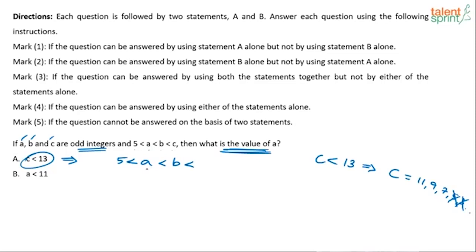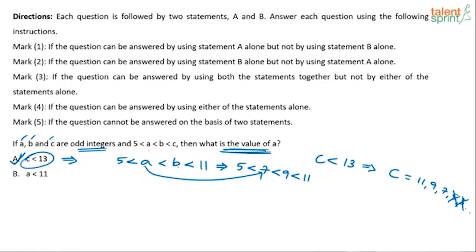But then there have to be two values between 5 and C. So there is no other way out. C has to be 11. C is less than 13 implies C has to be 11. In that case, the only way this inequality can be satisfied is 5 less than 7 less than 9 less than 11. Because A, B, C are odd, the only odd integers available between 5 and 11 are 7 and 9. So A becomes 7 and B becomes 9. Can I conclude A is equal to 7? Yes. So what is the value of A? 7. I am able to say this from statement A alone. So A alone gives me the answer.